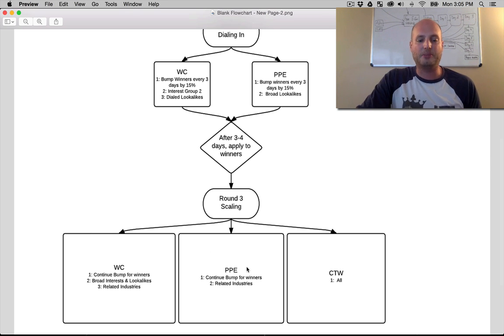Same thing's pretty much going on the PPE side. We're jumping into those related industries, bumping our winners, and then we're also starting up our click to website ads here, where we'd have an ad set go for each individual ad, testing pretty much the same targeting we have with the website conversion and the page post engagement ads from the previous rounds, just seeing if the CTW ads are going to take off just as well. So that's pretty much our standard system for scaling.